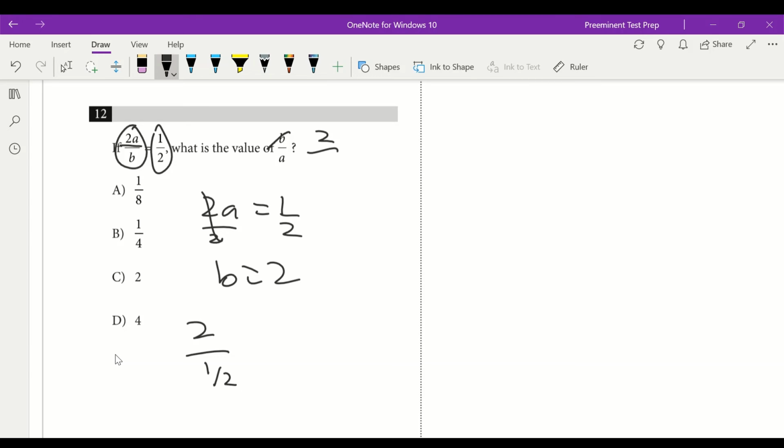So what do we do when we divide by a fraction? We do our 2 over 1, and then we multiply by our reciprocal. Our reciprocal is going to be 2 over 1. And what do we get? We get 4. So our answer is going to be D.